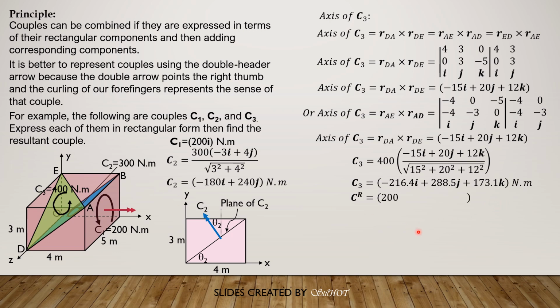So we can now combine. The resultant couple would be, you add the corresponding x components, so 200, negative 180, then negative 216.4i, then we have 240j, then plus 288.5, then 173.1k. So there's no other k component. So the resultant couple in vector form is as shown. So that's the answer.